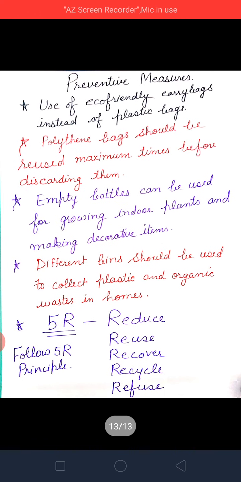Now we will discuss what preventive measures we can use to prevent this plastic waste. Plastic is a very much necessary evil. Its use cannot be abandoned at once, but we can use some preventive measures to reduce its impact on the environment. Let's discuss that.